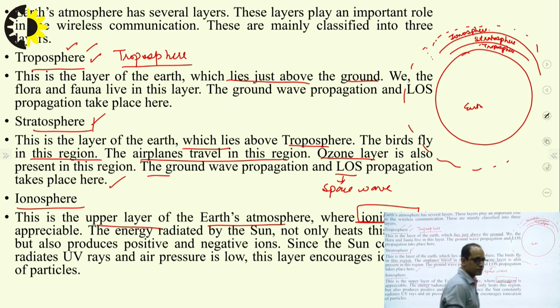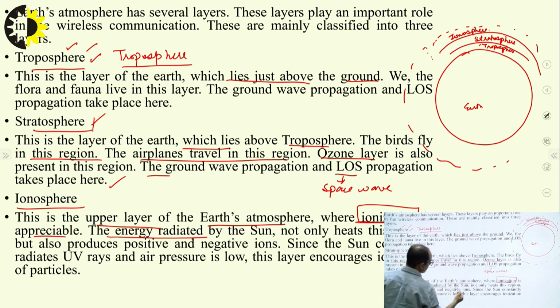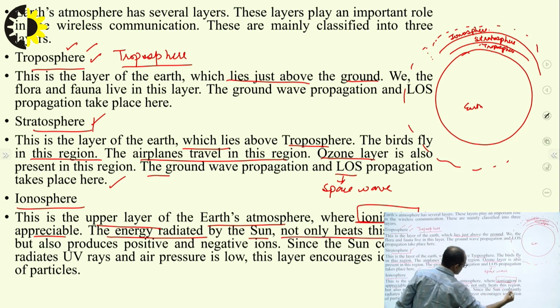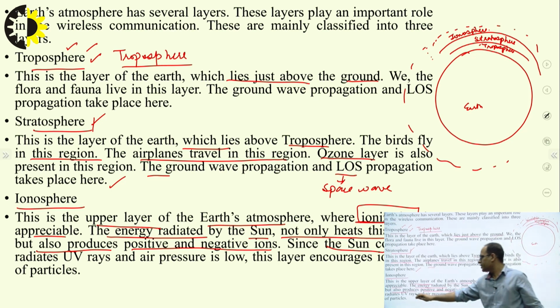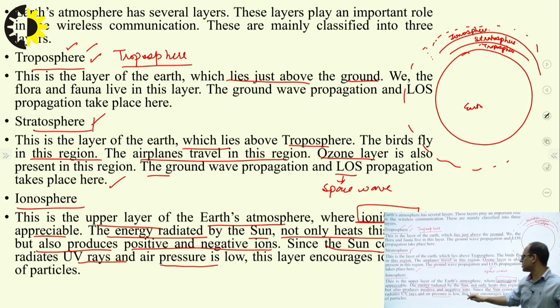bending of light. The energy radiated by the sun not only heats this region but also produces positive and negative ions, and these positive and negative ions play a role in creating the refractive index of the ionosphere layer. Since the sun constantly radiates UV rays and air pressure is low, this layer increases ionization of particles.